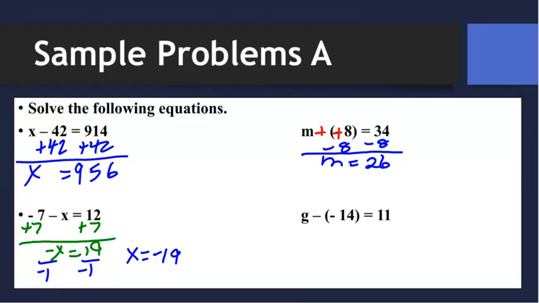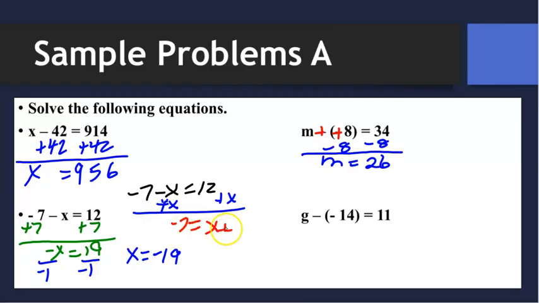Now an alternate way of doing this is, let me rewrite this as negative 7 minus x equaling 12. I could have just added x to both sides and got negative 7 equaling x plus 12. And then just subtracted 12 on both sides. And you would still get negative 19.